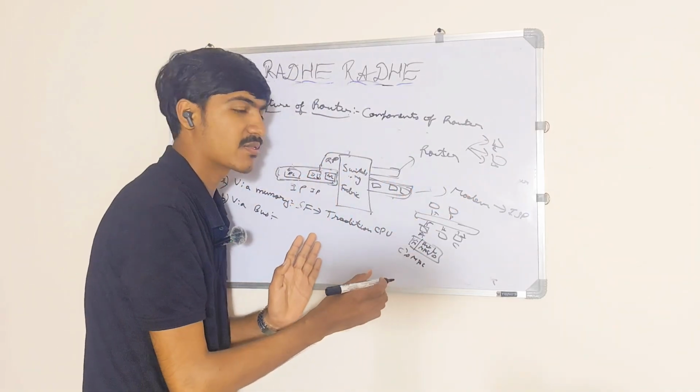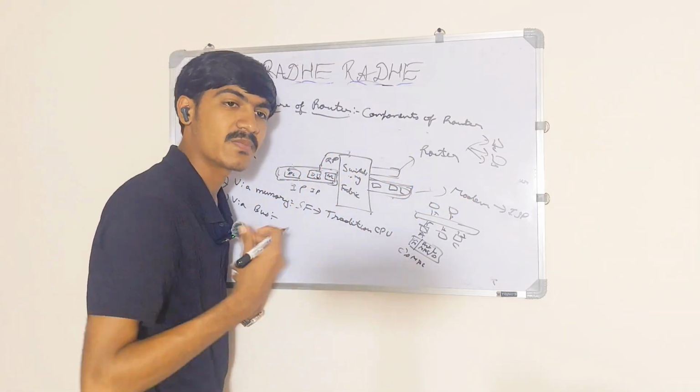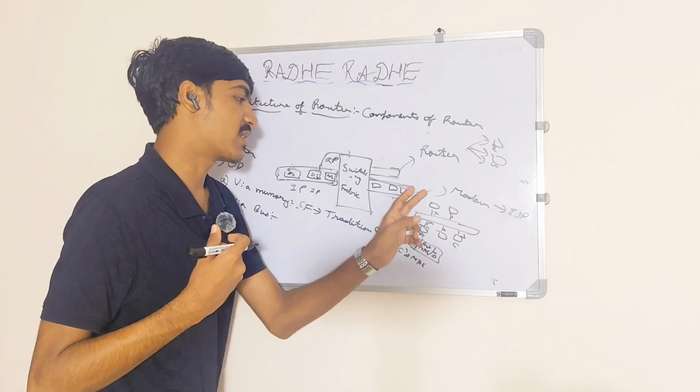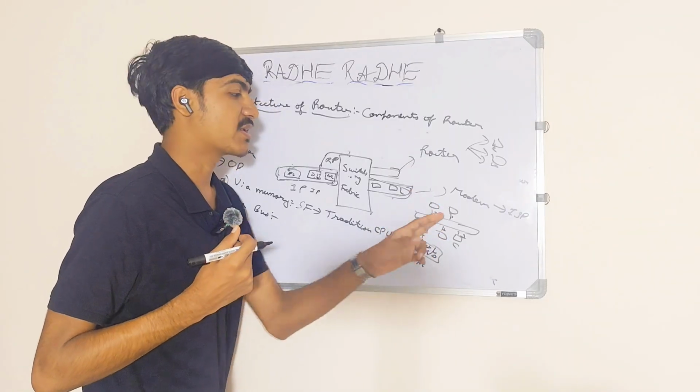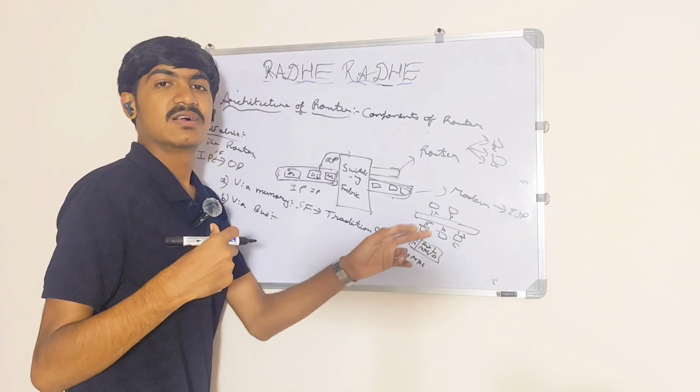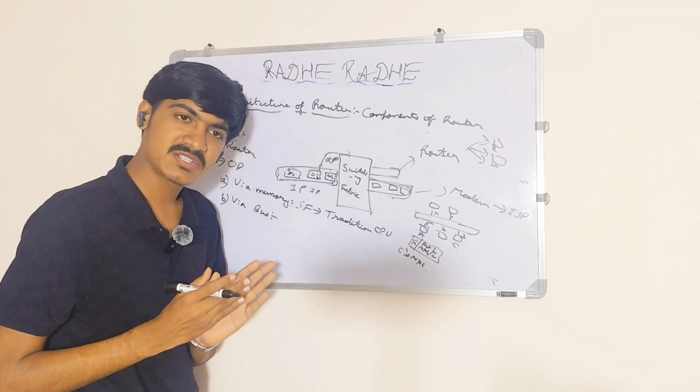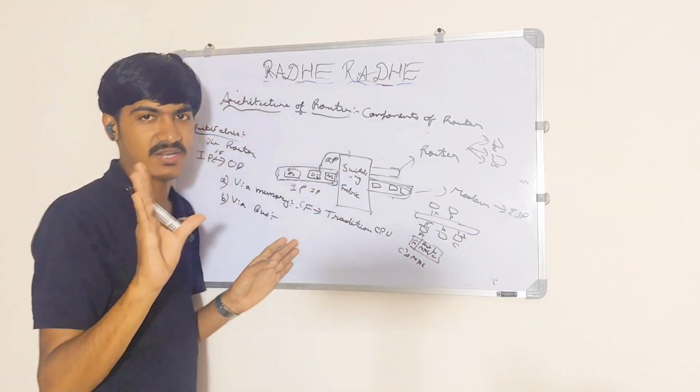When the data goes to all devices, they will check if the destination MAC is theirs. B will say no, it's not mine. D will say it is not mine. E will say it is not mine. But C will say yes, this data is mine. Then C will accept this data. The remaining devices will reject this data. Okay.